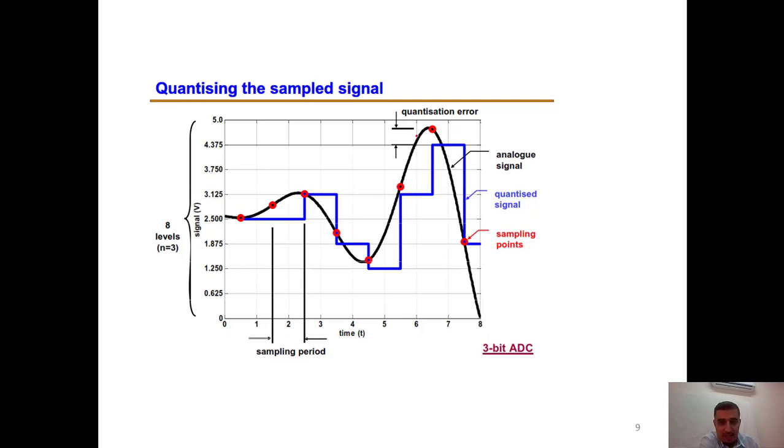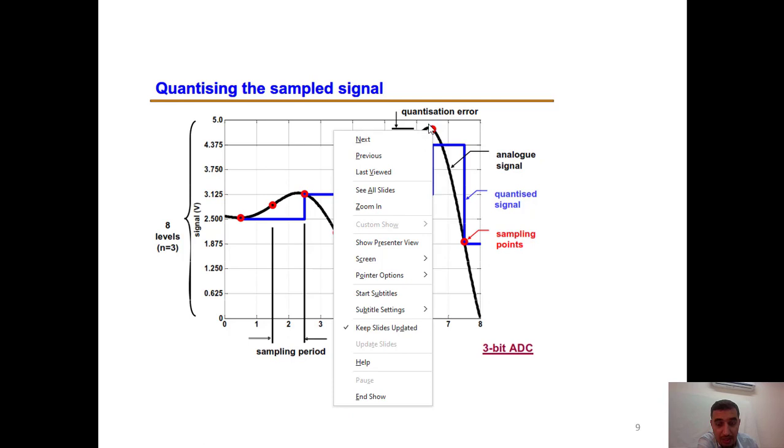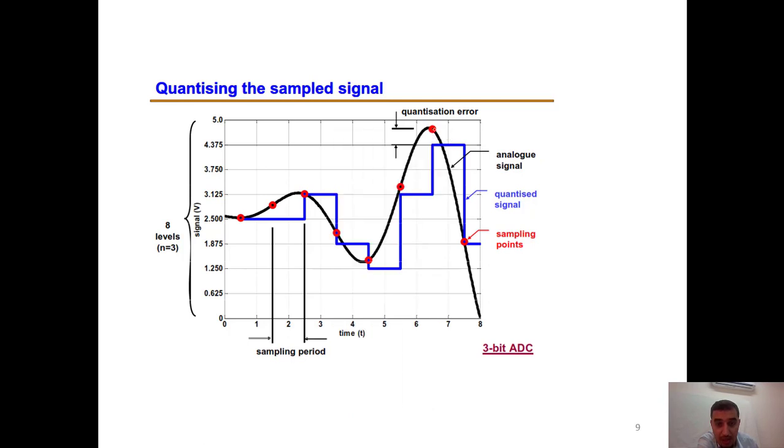Now you can see that this bit over here, since we are doing round down, again remember we are doing round down. Round down means we are going to choose this level over this level. This is called quantization error. Here also we have a quantization error, here we have quantization error, and here also.